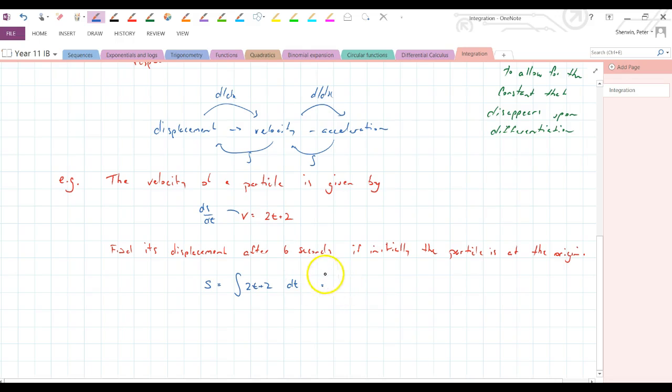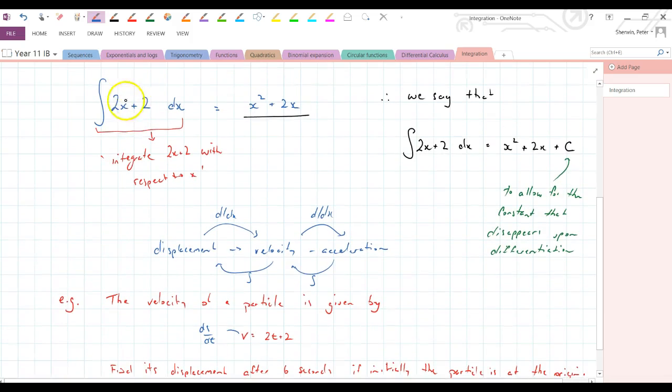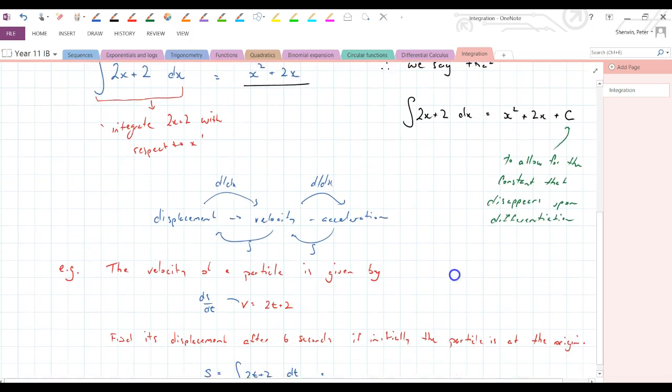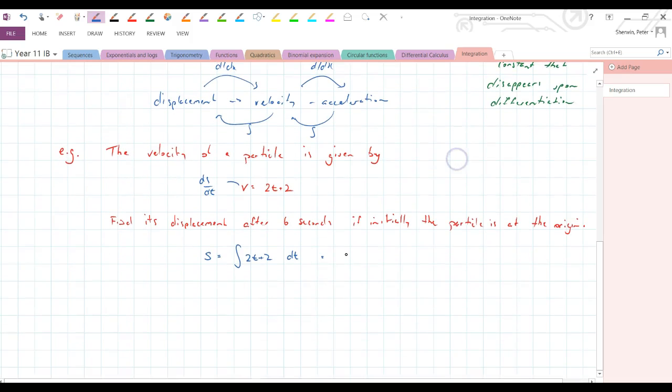So we find that, as we've been working, I'm still working with my 2t plus 2 in this case, is t squared plus 2t, allowing now for the constant c. So my displacement is t squared plus 2t plus c. Initially, meaning at t equal to 0, s is equal to 0. The particle is at the origin. So therefore, 0 equals 0 plus 0 plus c. So c is equal to 0.